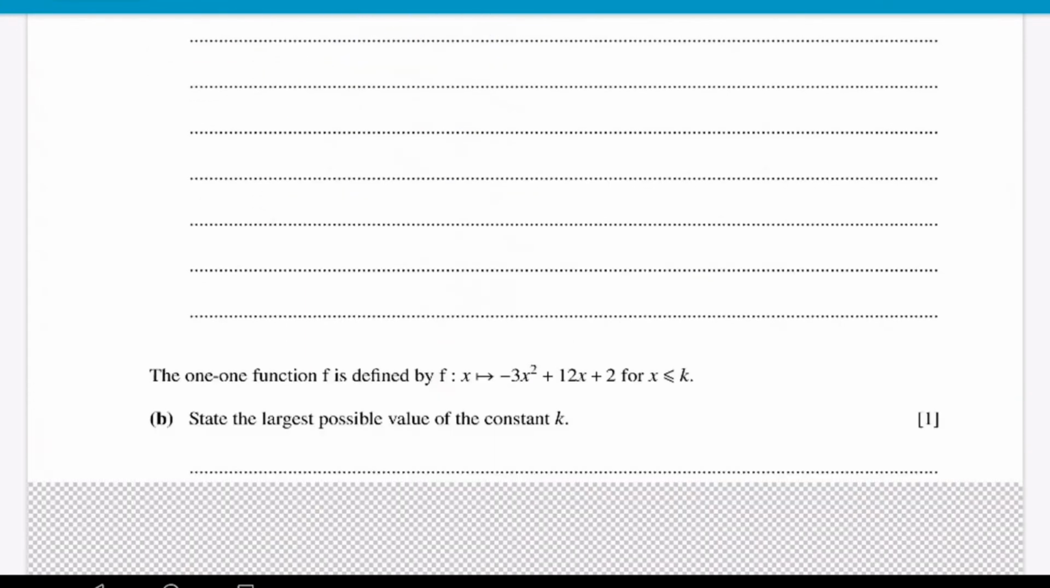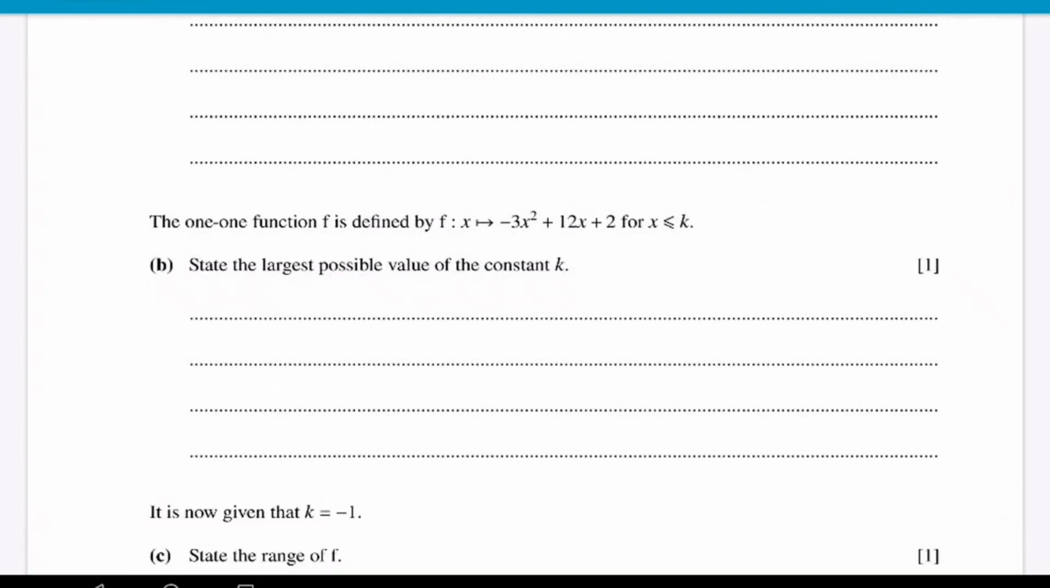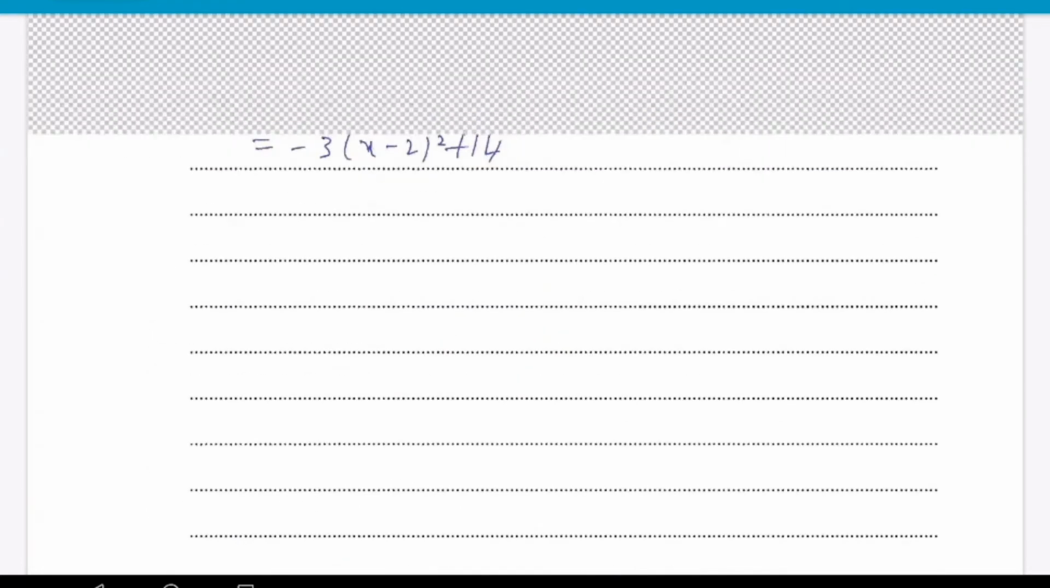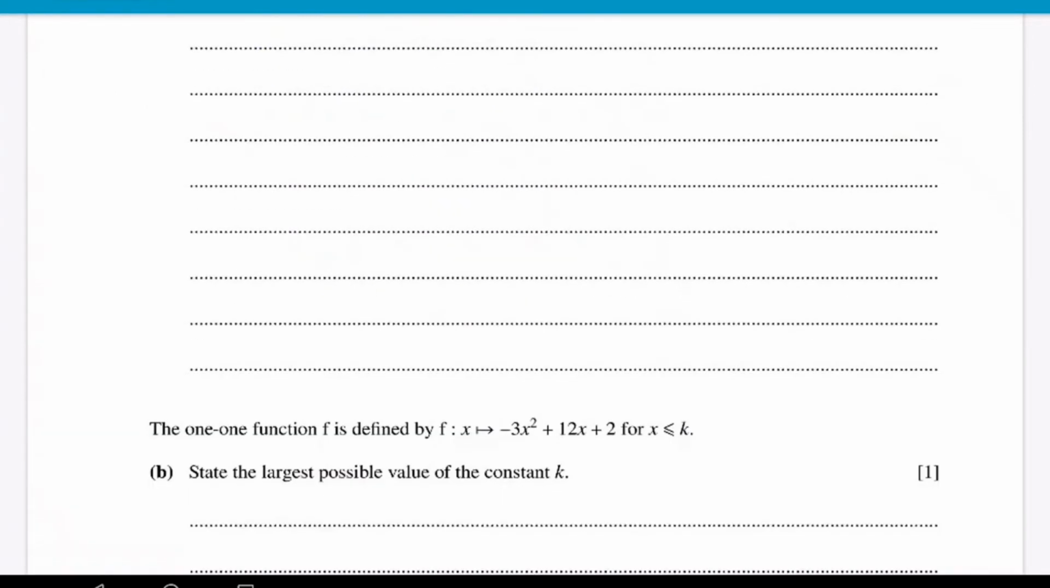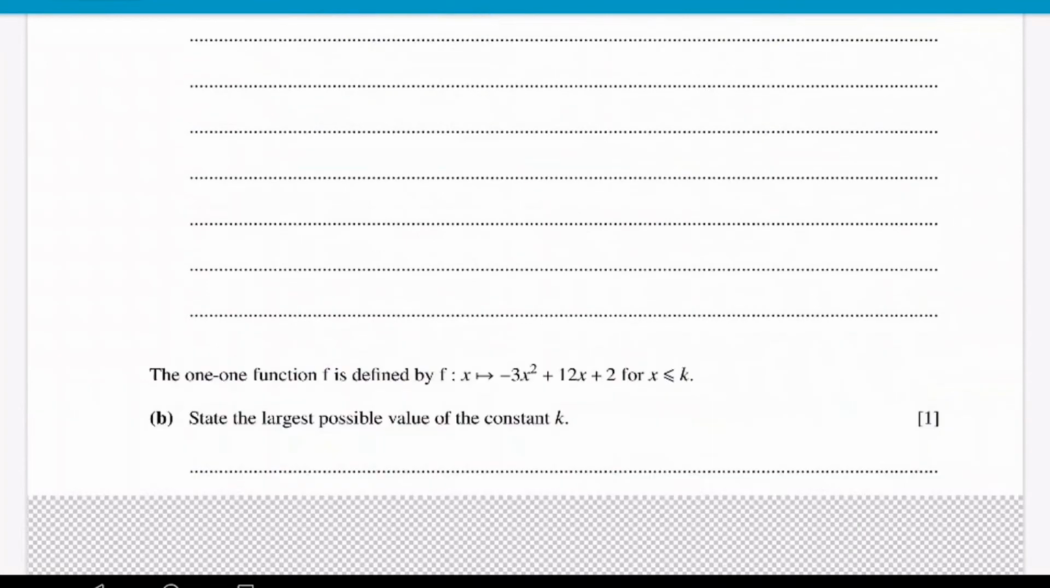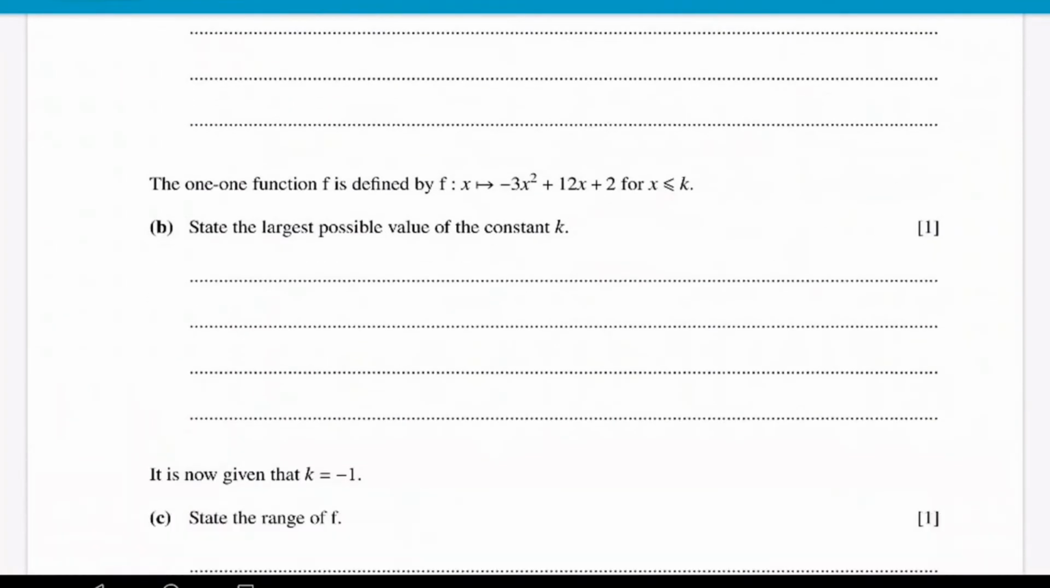So let's look at the next part. Suddenly they define a function already. So this function f is defined by this f(x). Just check, usually it will be the same function as what we did before, but just in case, check properly. Okay, it's the same function. And here they restrict the function to the domain x is less than or equals to k. So state the largest positive value of the constant k.